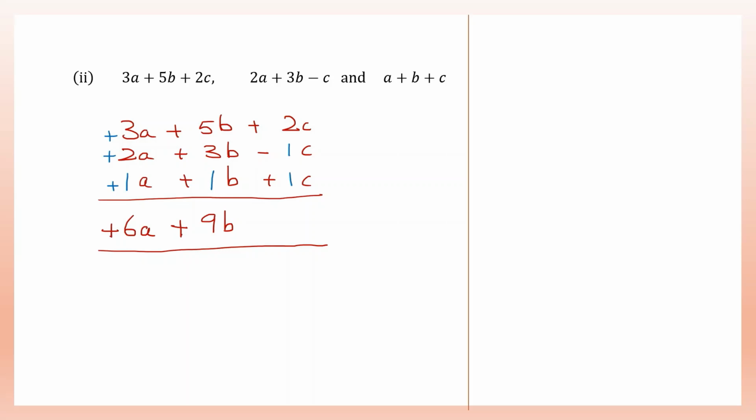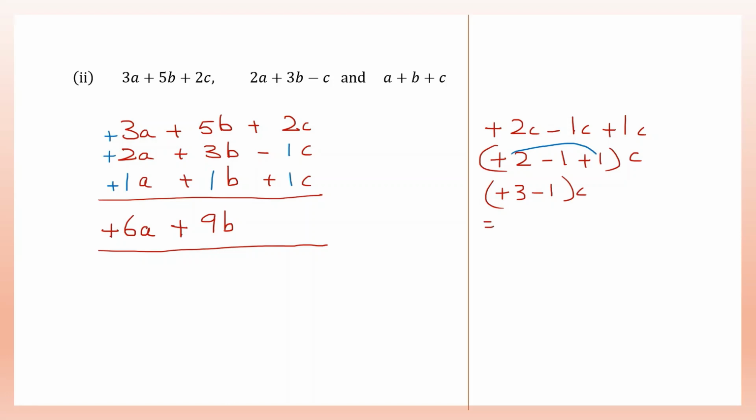So let me take the numbers to one side. Plus 2c minus 1c plus 1c. So let's take only the numbers. Plus 2 minus 1 plus 1 c. Now add the numbers which have the same sign. Plus 2 plus 1. So when signs are the same, put the same sign. 2 plus 1 is 3. Minus 1 c, which is equal to, when signs are different, put the sign of the bigger number and subtract. 3 minus 1 is 2 plus 2c.